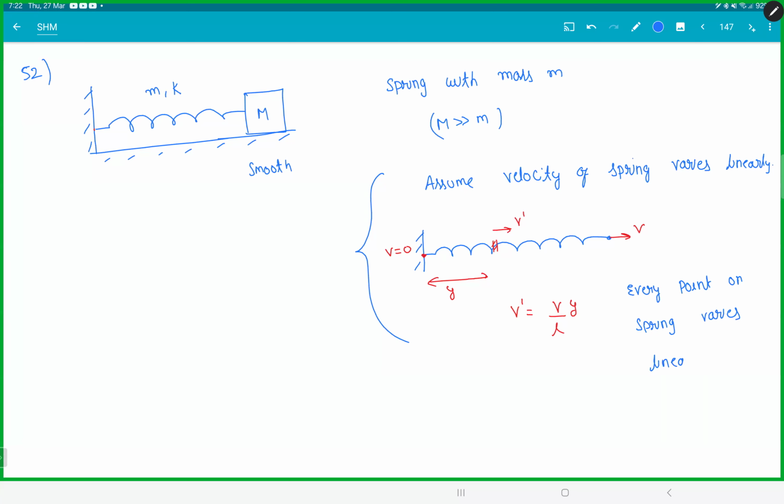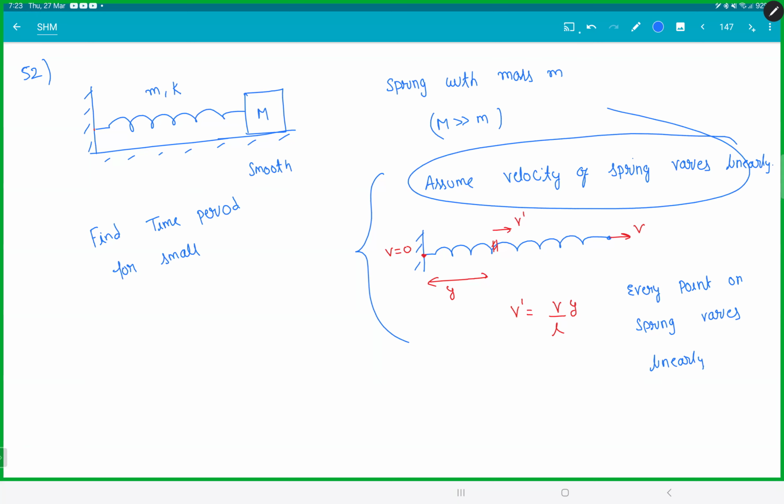Now you can't use the force method. So can you solve this question using the energy method? Find the time period for small oscillations. We're assuming the mass of the spring is very small, so this approximation works. If the mass is too big, then the center of mass will get affected too much, and then even the energy method will start failing.